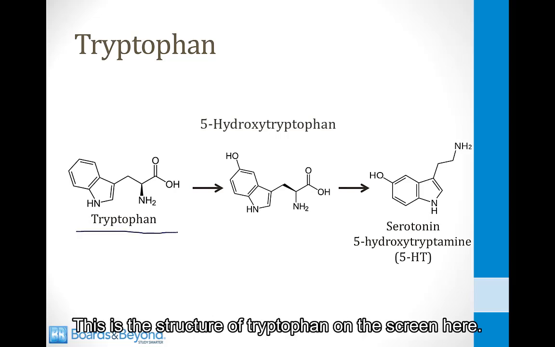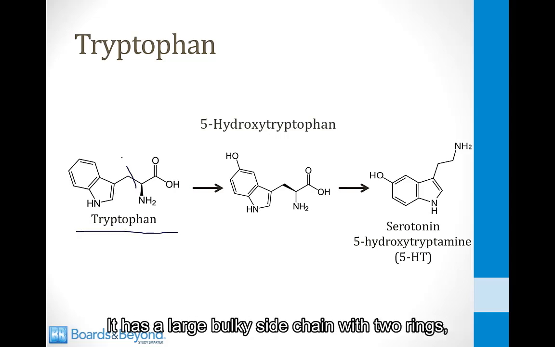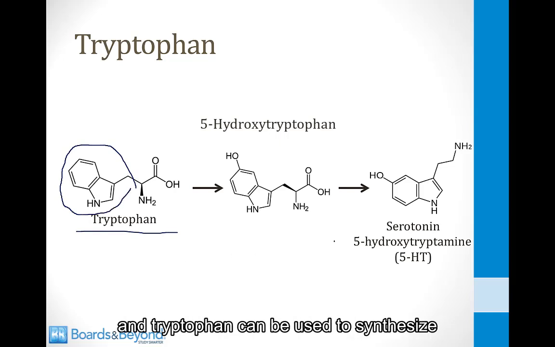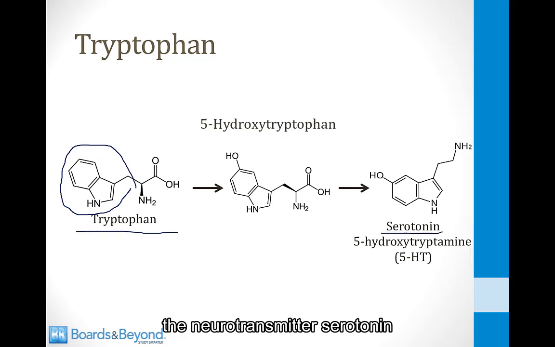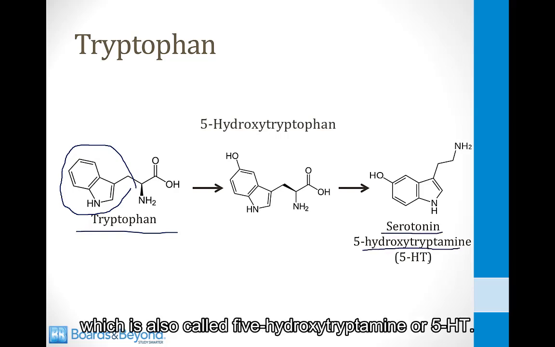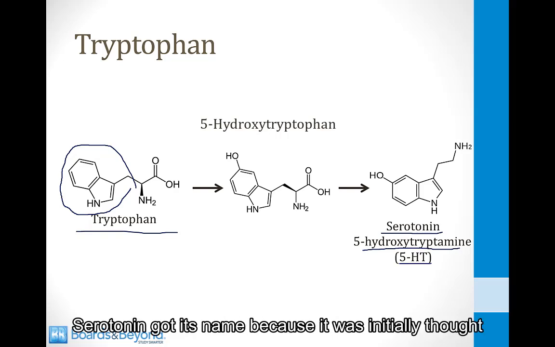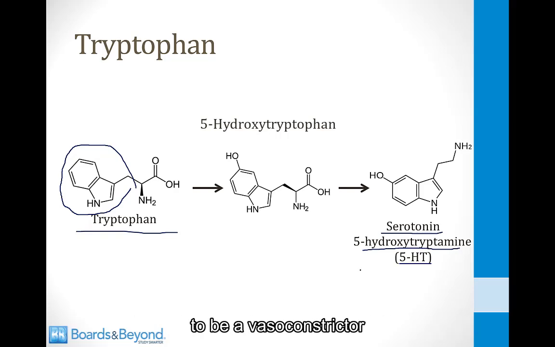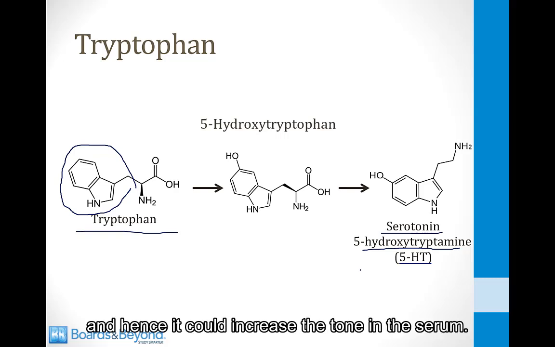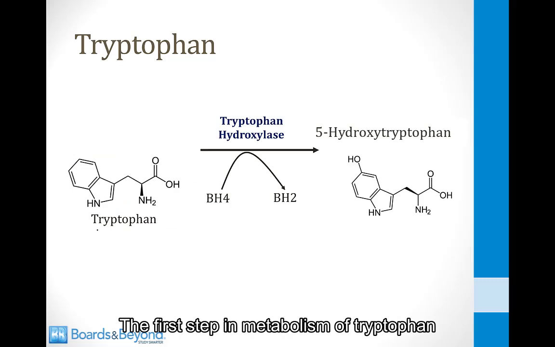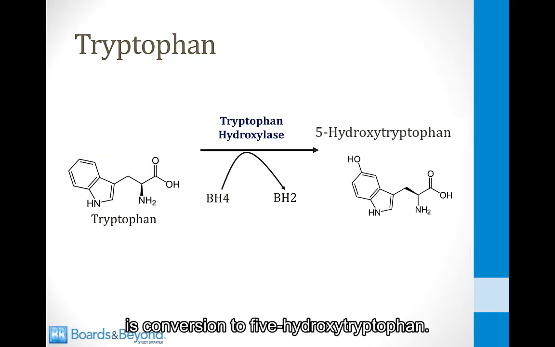This is the structure of tryptophan on the screen here. It has a large, bulky side chain with 2 rings, and tryptophan can be used to synthesize the neurotransmitter serotonin, which is also called 5-hydroxytryptamine or 5-HT. Serotonin got its name because it was initially thought to be a vasoconstrictor, and hence it could increase the tone in the serum. The first step in metabolism of tryptophan is conversion to 5-hydroxytryptophan.